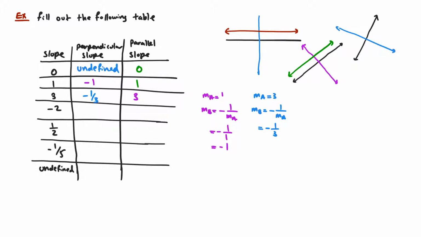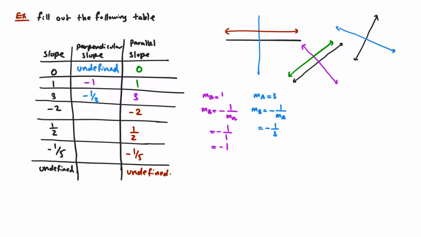We're noticing that if the slope is something, the parallel slope is always the same because MA is equal to MB. So we can fill out this part of the chart very easily. So I'll do that right now. This one is negative 2, this one is 1 over 2, and this one is negative 1 over 5, and this one is undefined.